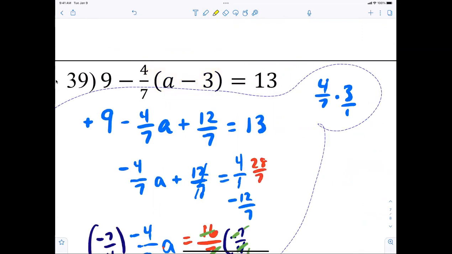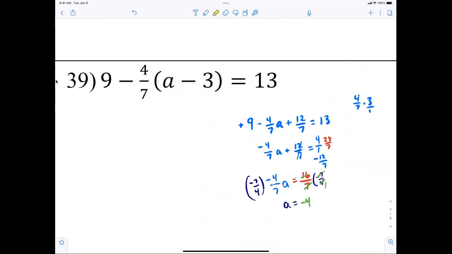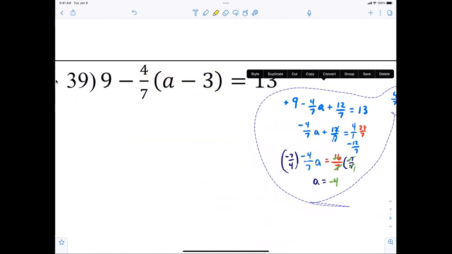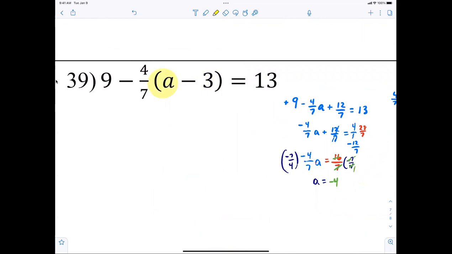To isolate the a minus 3, I'm going to get rid of the 9 first. Please watch now. I'm going to subtract 9. So I get -4/7 parentheses a minus 3 equals 4. Is everybody seeing that? Everybody good with that so far?